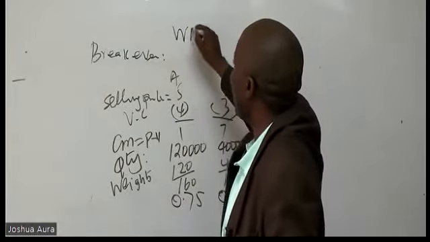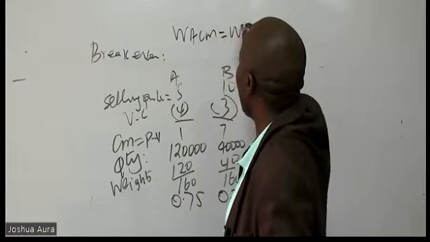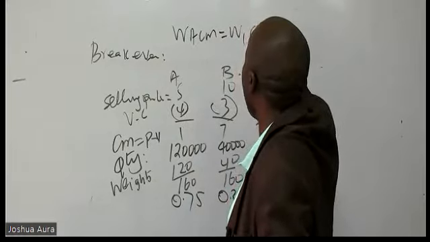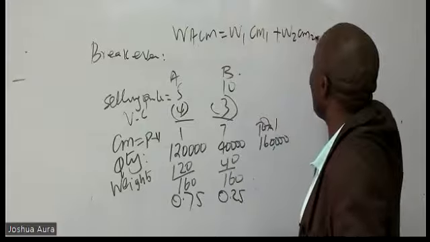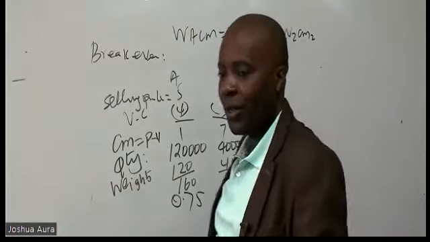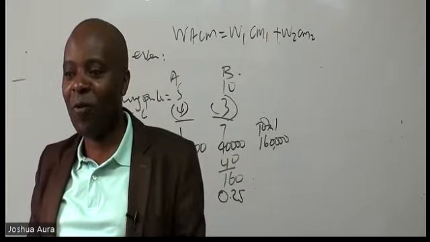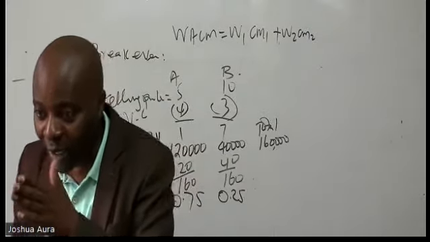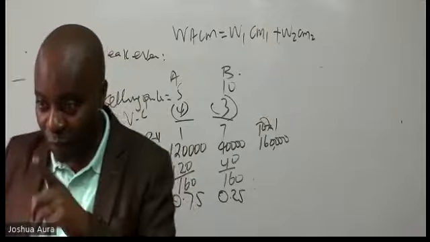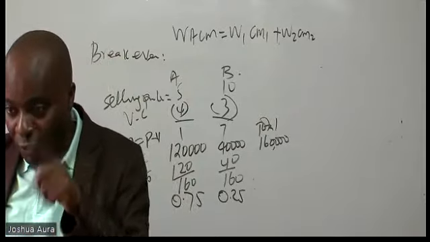So to get Wakim, Helen, you take weight 1 times contribution margin 1, plus weight 2 times contribution margin 2. Alfred, are you able to give me the figure of Wakim? Now I have to target each one of you. Alfred, I want you to give me the figure of Wakim.